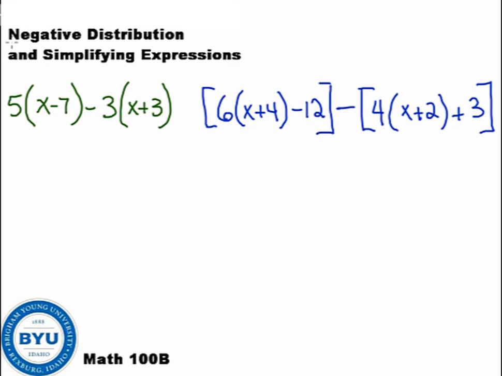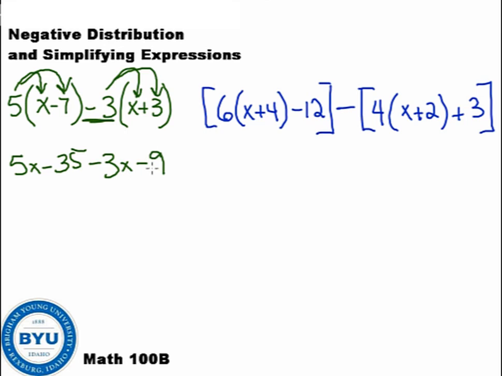Okay, here we go. Let's give this a shot. I'm going to start off with this green one first. It's a little easier just to kind of get us started. So I would distribute the 5 into both of these parentheses. I get 5x minus 35. I then am going to distribute the negative 3 into both parentheses. Hopefully you remembered to take the negative into both of these terms. So you should get negative 3x minus 9.